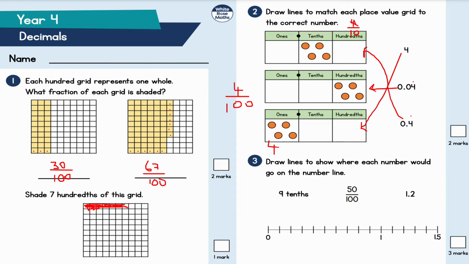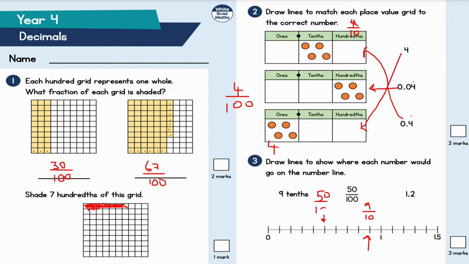Question number 3, draw lines to show where each number would go on the number line. So 9/10 would go here, because that's 9/10. I'll write it in fraction form. That's 9/10. 50 out of 100 is the midpoint.